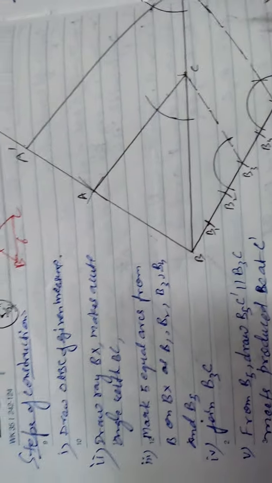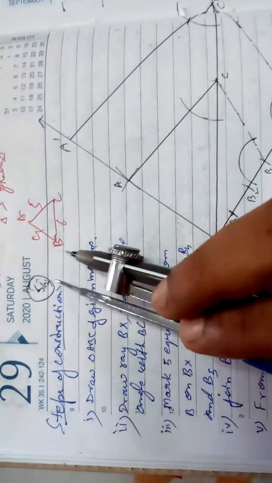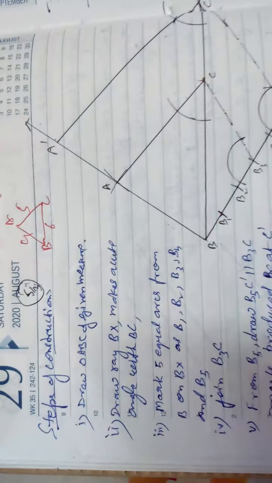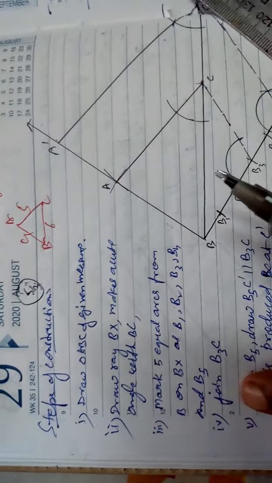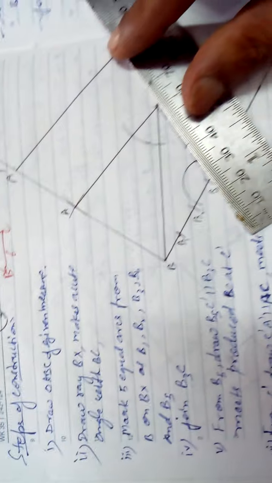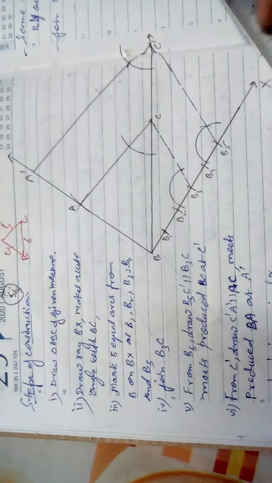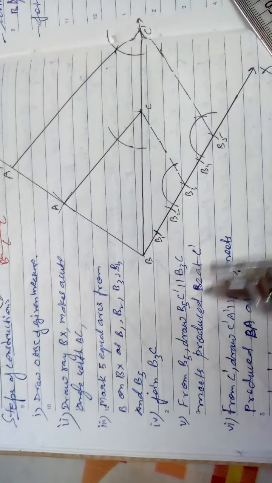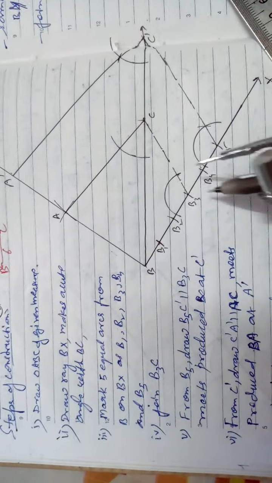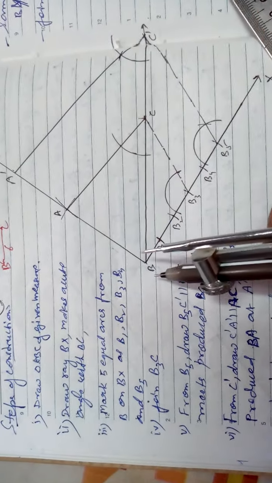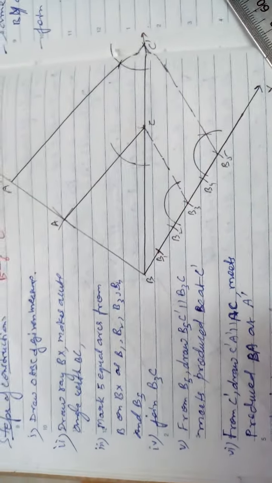Now don't join like previous. See the denominator. What is the denominator? 3. You join 3 to C. Join B3C. It is written. I have joined B3C. Then next step: from B5 draw B5C dash parallel to B3C, meeting BC produced at C dash.